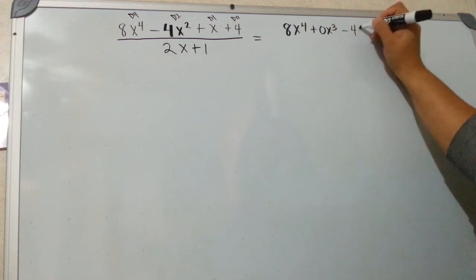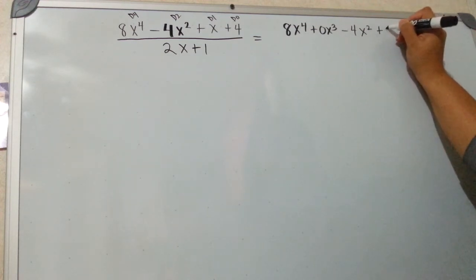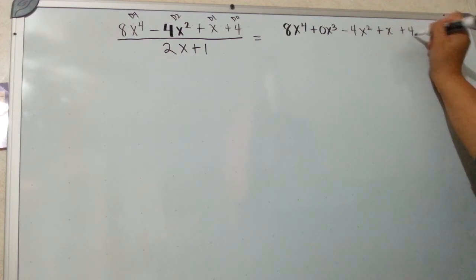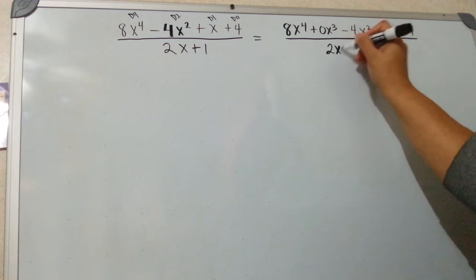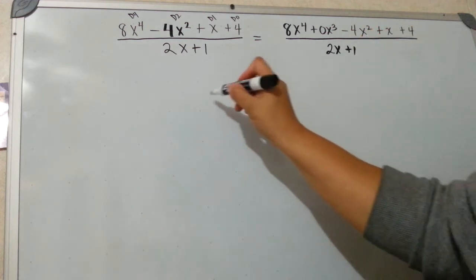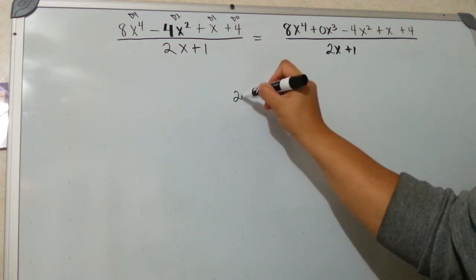Well, you don't have to. I just do it so that I don't forget to. It doesn't mess up my like terms. And then that'll be divided over 2x plus 1. Alright, here we go. This is going to be a long one, so I'm going to try to write small.